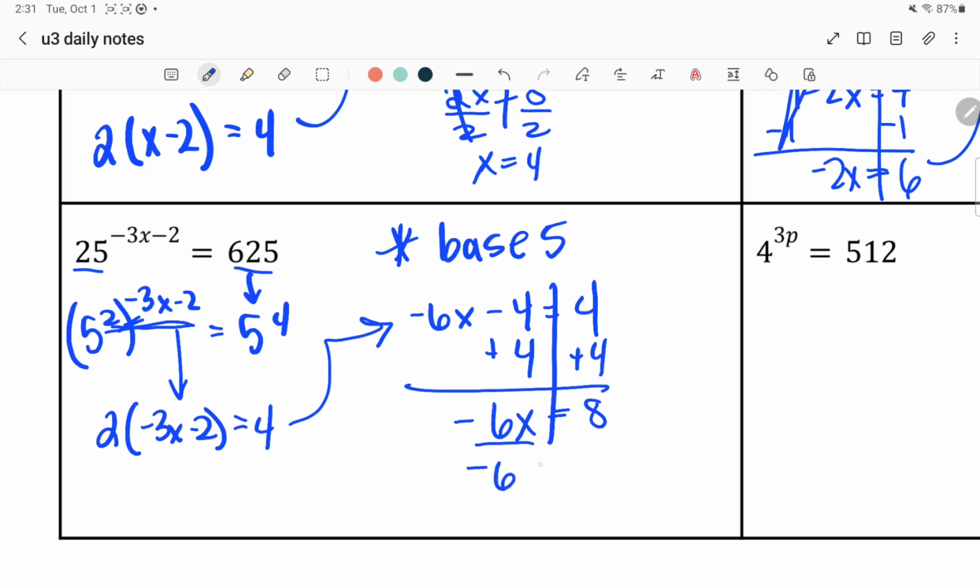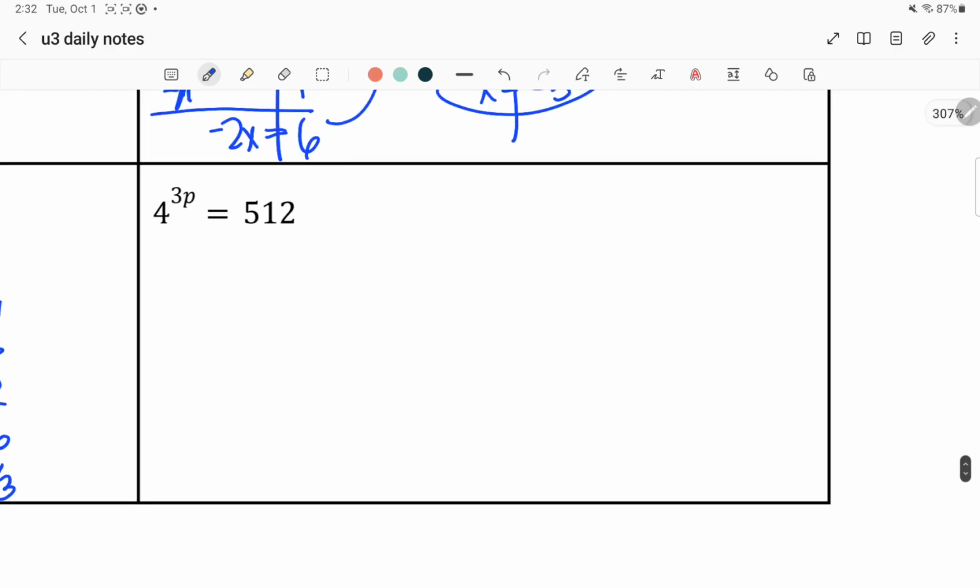You can get a fraction, it is okay. So x equals 8 over 6, which can be simplified to 4 over 3, negative 4 over 3. Okay, try this one out on your own. I'll give you a hint. You need to change both of the bases. You need to go down to base 2. So you need to change the 4 and the 512. Okay, take a second, try that on your own.